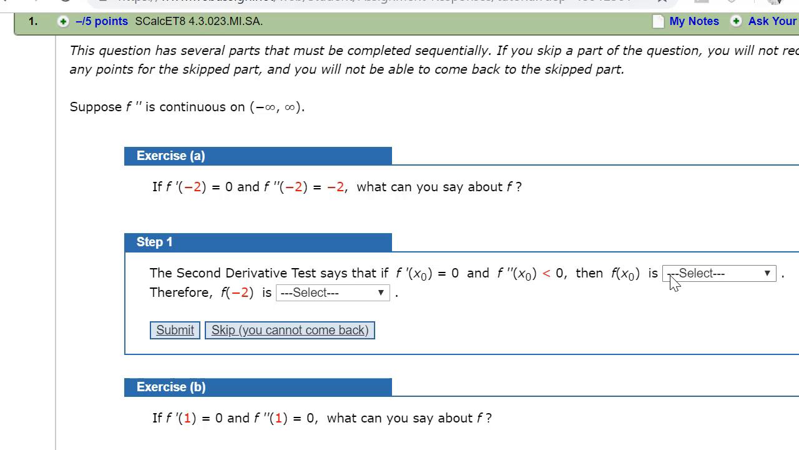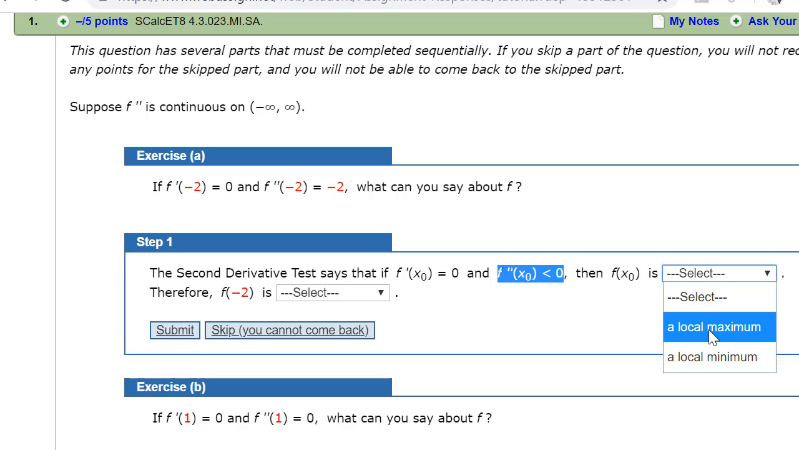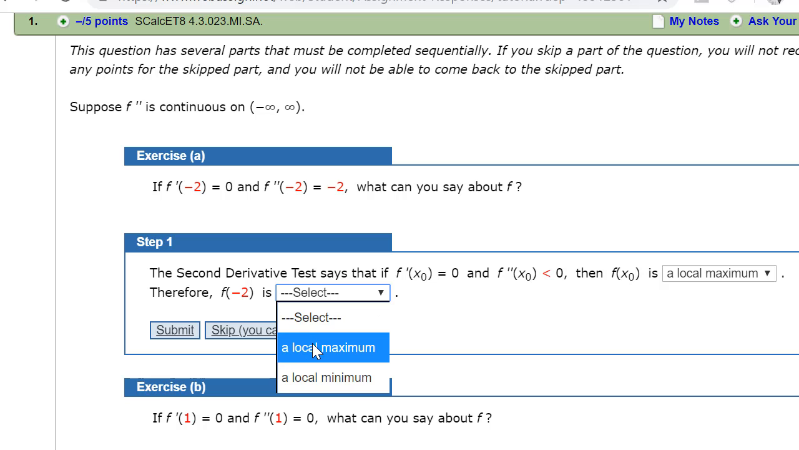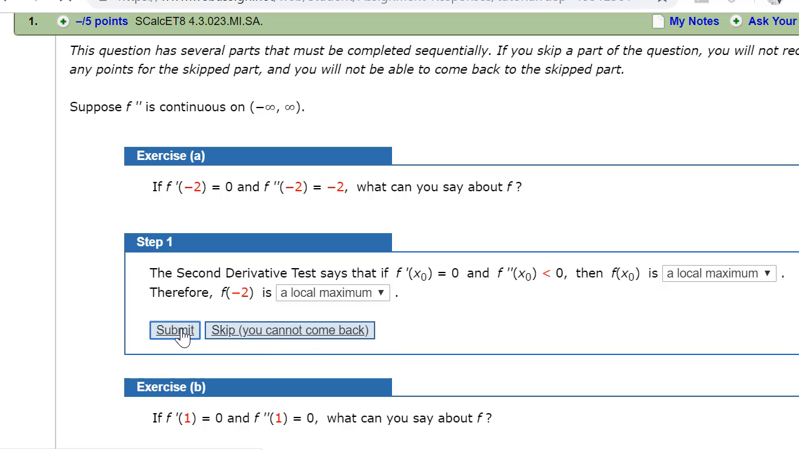Well, the second derivative test says that if the first derivative is equal to 0 and the second derivative is negative, then we have a local maximum. Think about the negative second derivative as being concave down. Think about that as an upside down u, and so think about it as a maximum. Therefore, f of -2 is a local maximum.